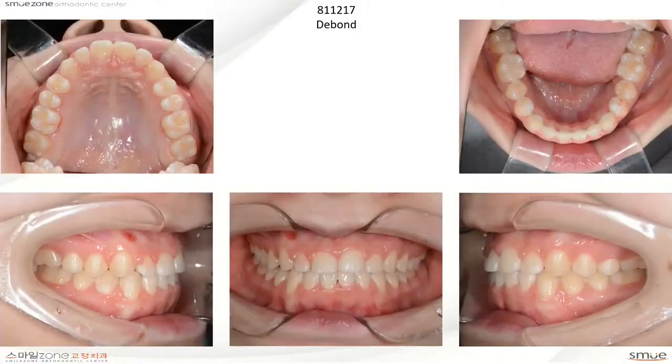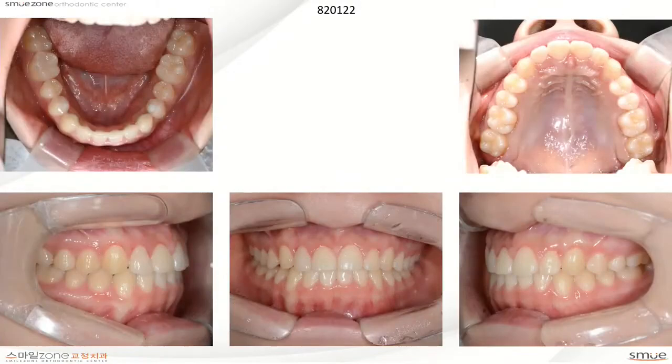This one is right after debond, and this one is after the porcelain laminate veneer and gingivoplasty in the front, on the upper only.